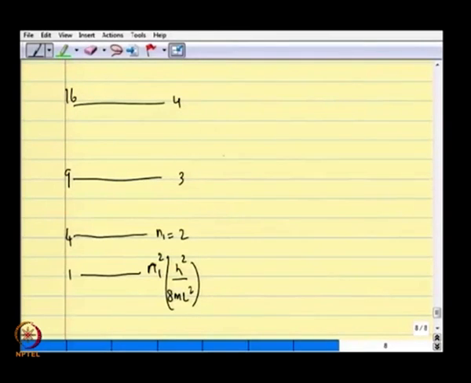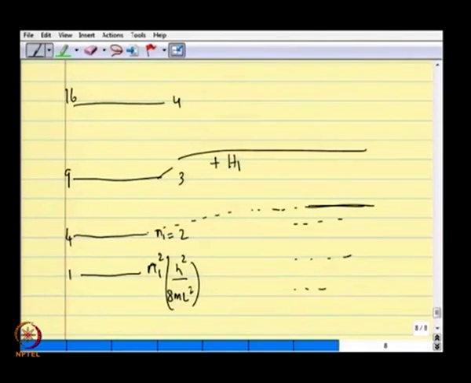Now, this is in the absence of the perturbation. With the perturbation, how do these energy levels change due to the introduction? Whether they go up or down, we do not know. This energy may go to some other energy value.